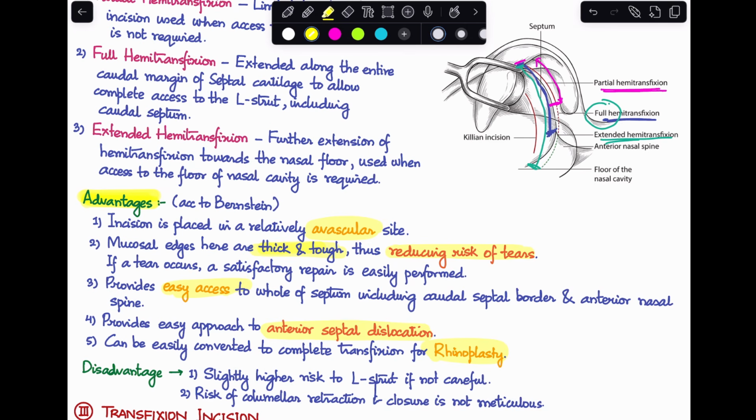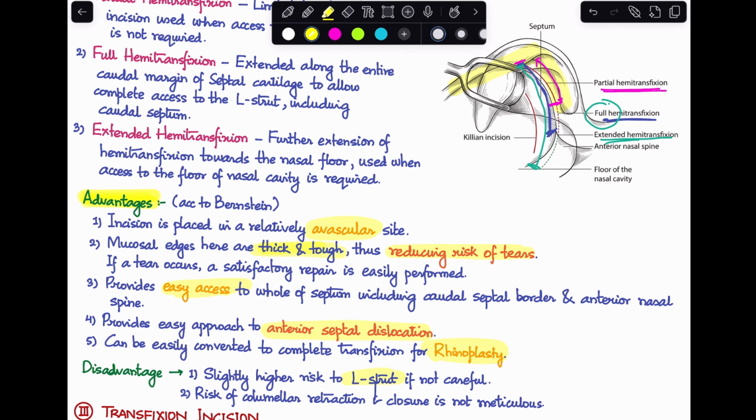Now, there are also certain disadvantages to Freer's incision as well. Here, there is a slightly higher risk to the L strut if you're not careful. So, L strut is the caudal and the dorsal strut that we maintain when we are performing any septal surgery, so that there is no external nasal deformity that can happen as a complication of the surgery. So here, because you're accessing at the caudal border of the septal cartilage, there is a higher risk that you may not end up preserving this L strut at the caudal as well as the dorsal strut while performing the surgery. So you have to be extra careful over here.